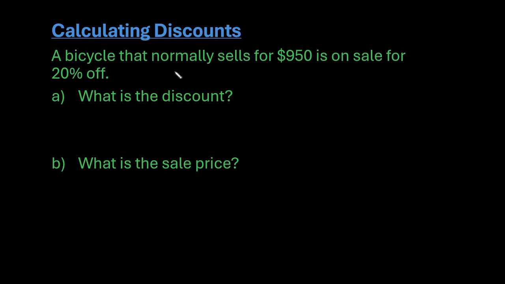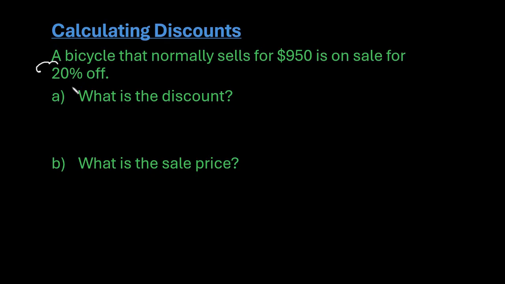Hi, for this video, what I want to do is show you how to calculate discounts. So when an item is on sale, how can you find the sales price? A bicycle that normally sells for $950 is on sale for 20% off, and we want to know what the discount is. We're also going to calculate the sales price after finding out the discount.